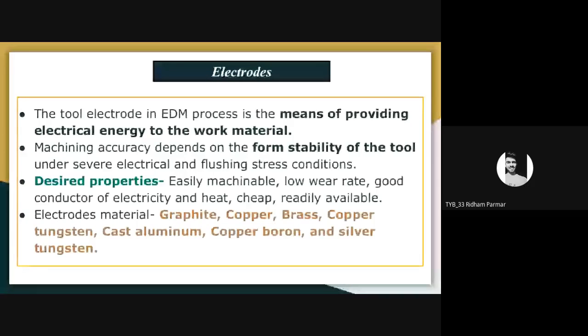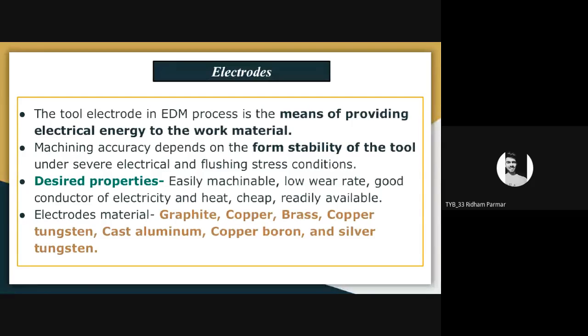Now we'll talk about the electrodes. In this EDM process, our tool electrode is used for providing the electrical energy to your workpiece. So the basic question that arises is what kinds of desired properties are required for this electrode. So the first property is that the electrode material should be easily machinable.